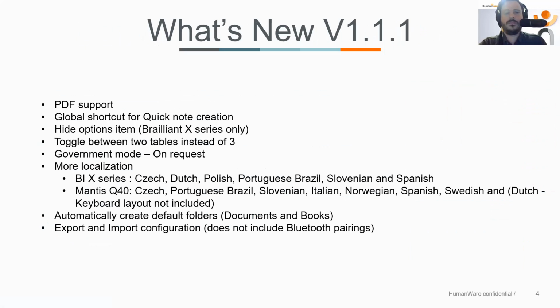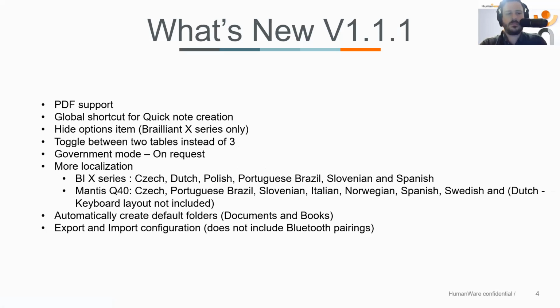So let's talk about the recent update, version 1.1.1. What did this bring us? Now, last week, we pushed a new update that was available to our new Braille display. So that's the Brailliant BI X series, the 40X, the 20X, and also the Mantis as well. So we'll touch base on what's included.